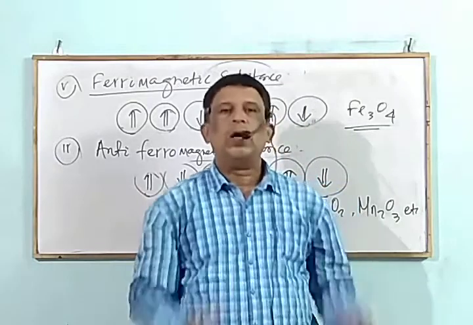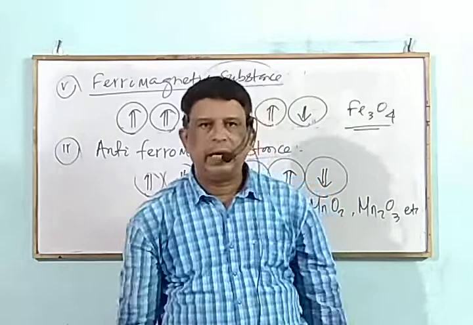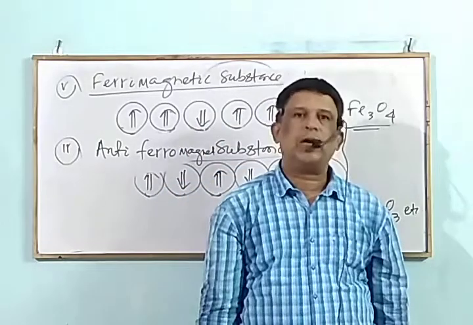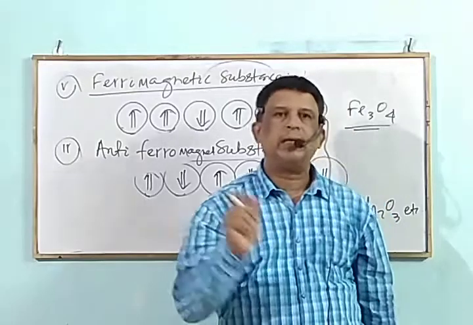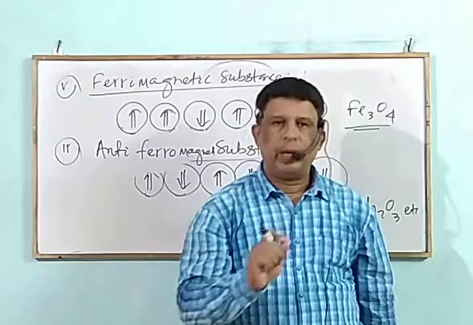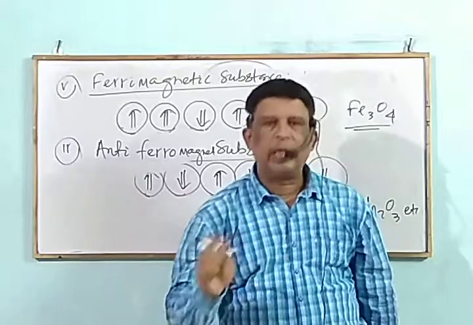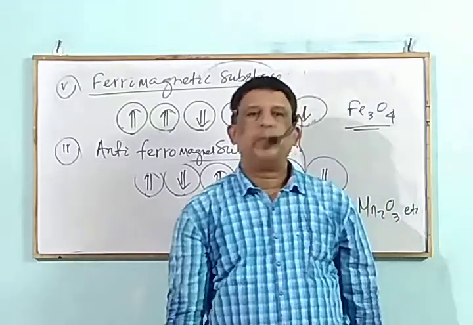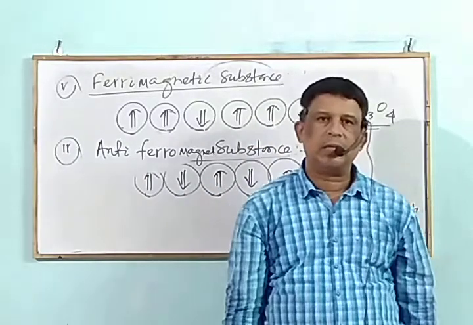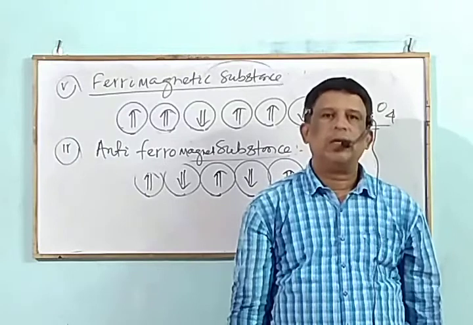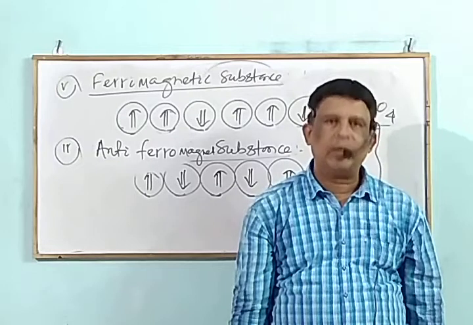So, I repeat again, on the basis of their magnetic character, substances are of 5 types: diamagnetic, paramagnetic, ferromagnetic, antiferromagnetic, and last one is ferrimagnetic substances. It is all about the magnetic character of solid.